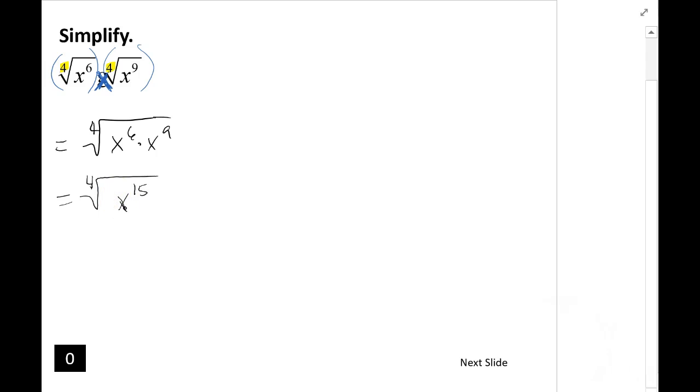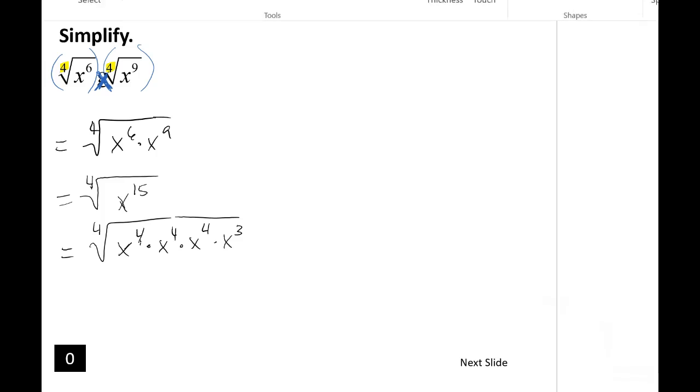Okay, so again, I need groups of 4. So let's make groups of 4 until we get to 15. So one group of x to the 4th, then another group of x to the 4th, and that's 8. And another group, and that's 12. And then I only have 3 left over, so I'll have x to the 3. So now I've got 1, 2, 3 groups of 4, and one group of 3 left over.